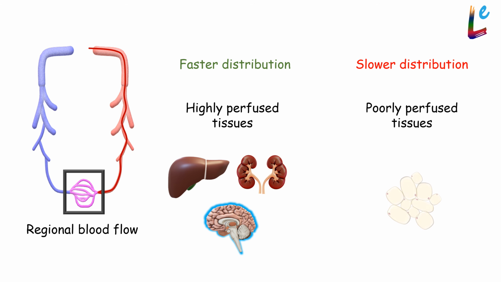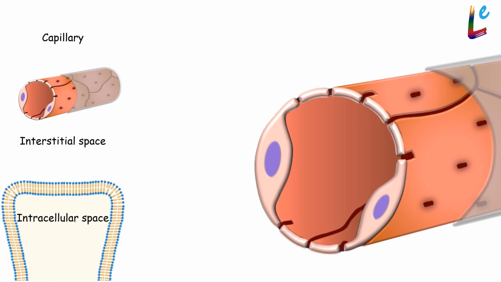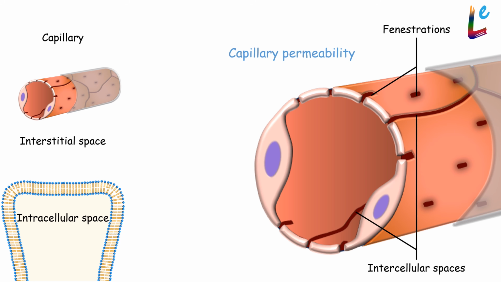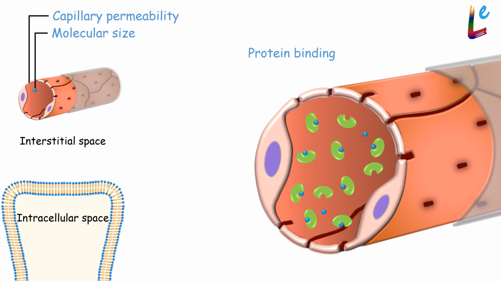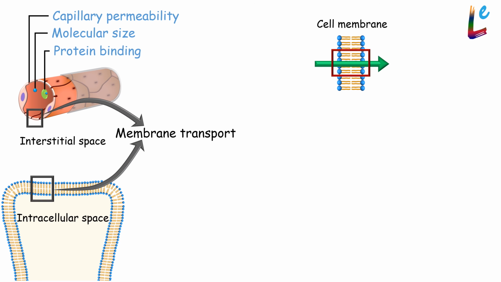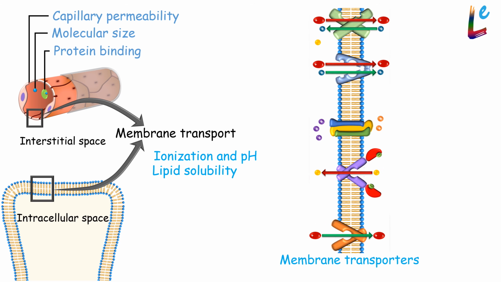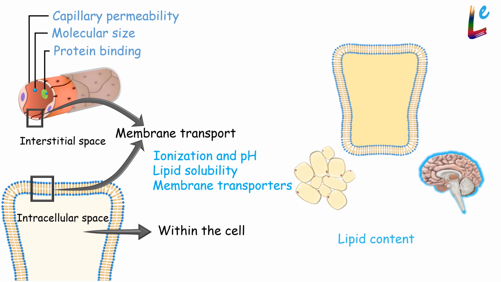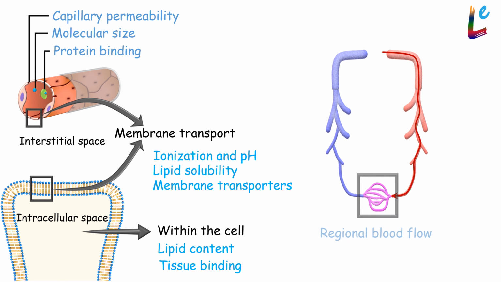tissues like fat. Now we can summarize the major factors that affect drug distribution: capillary permeability through endothelial fenestrations and intercellular spaces, molecular size of the drug, plasma protein binding, factors that affect the movement of a drug across the membrane like ionization, pH of the medium, lipid solubility, membrane transporters, lipid content of tissue, tissue binding, regional blood flow.